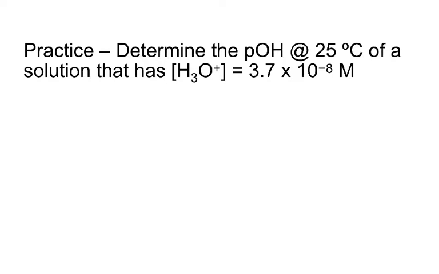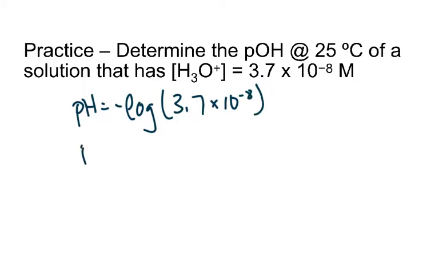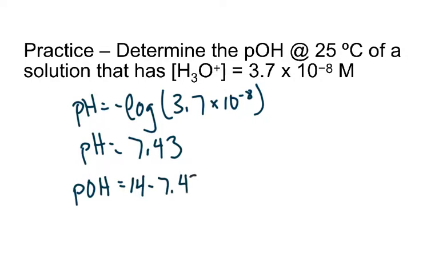So let's do another practice. Determine the pOH at 25 degrees Celsius of a solution that has a H3O plus of 3.7 times 10 to the minus 8th. I'm just going to do this the pH way. So my pH is the negative log of 3.7 times 10 to the minus 8th. So my pH is 7.43, which means my pOH is 14 minus 7.43, which is 6.57.